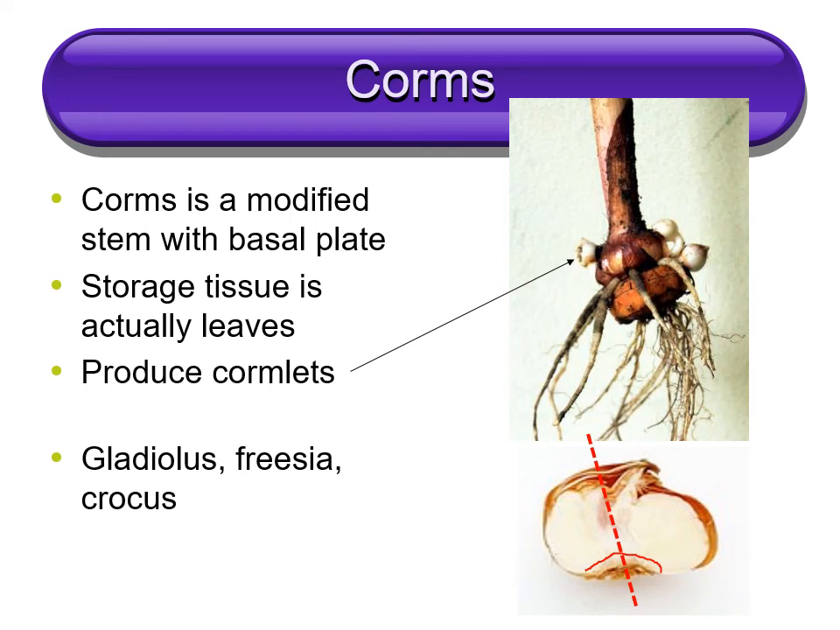You can divide it. Typically, you want to include the basal plate, some of it in each half, if you want to be successful. But you've got to be really careful that once you cut this open, bacteria and fungi can get in and rot out each piece. So commercially, they often will treat with a fungicide or bactericide before they plant them.